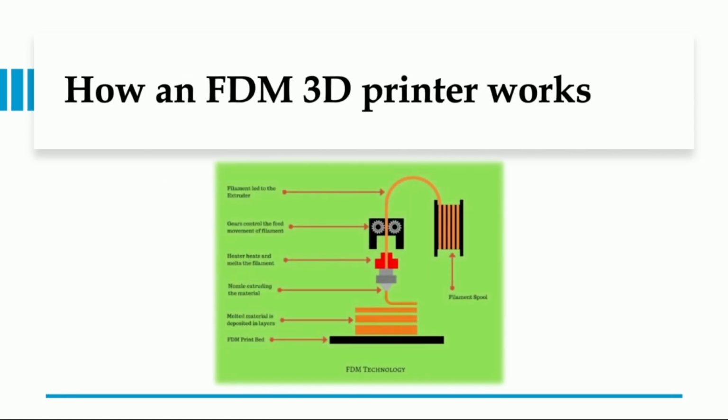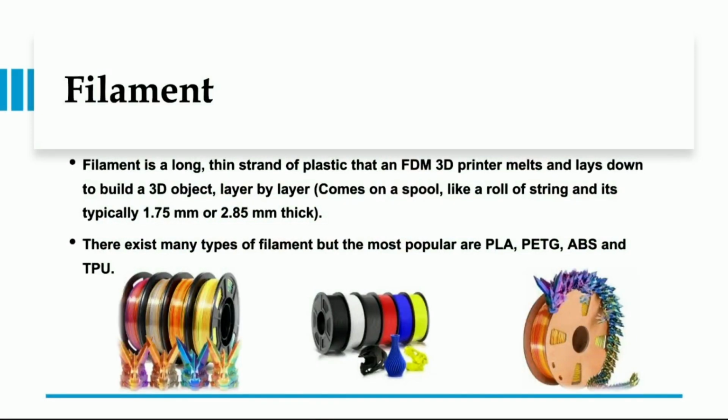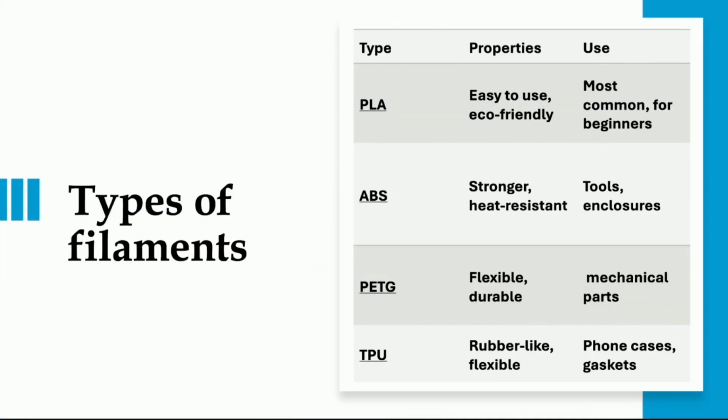Here's a detailed version of what I just said. What is a filament? Filament is basically a long, thin strand of plastic. There are a bunch of other filament types, but the most popular are PLA, PETG, ABS, and TPU. Now these types of filaments, let's go over those.